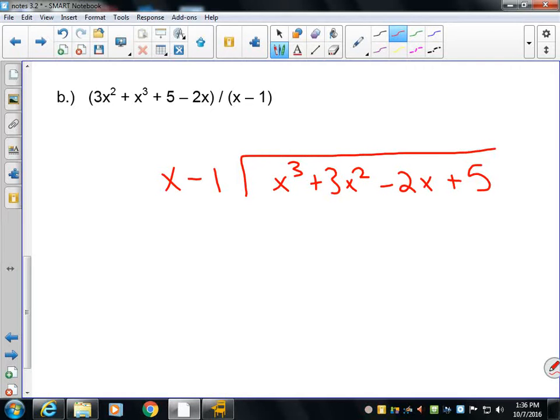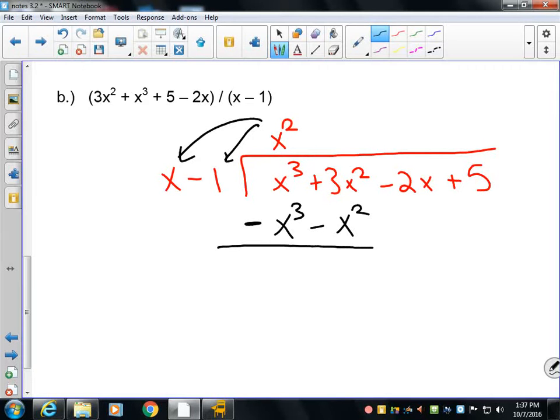Good. Now, if there was no x squared, you'd have to write 0x squared. So, what times x will give me x cubed? X squared. Okay, how do I get these numbers under here then? X cubed minus x squared, and this is a subtraction, right? So what's my answer right here? Three minus a minus would be 3 plus x squared, which will give us 4x squared.